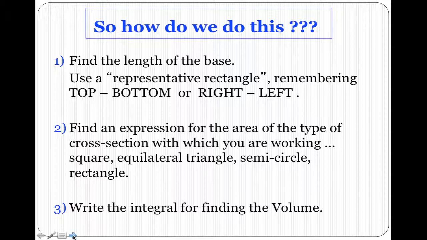And you'll come up with an expression for the area of the type of cross section that you're told you have. Typically, they're going to be squares, equilateral triangles, semicircles, or rectangles. And for the rectangles, you'll typically be told what the height is. And then finally, you'll set up your integral to find the volume.